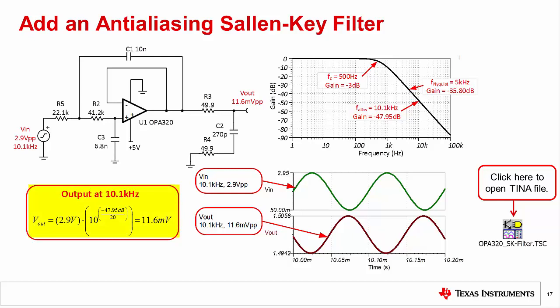The equation shown here is another way you can calculate the expected output at 10.1 kHz. Note that the transient simulation and hand calculations match. The same approach can be used for other signal frequencies and amplitudes. Later, we will fill in a table for several different amplitudes and frequencies.